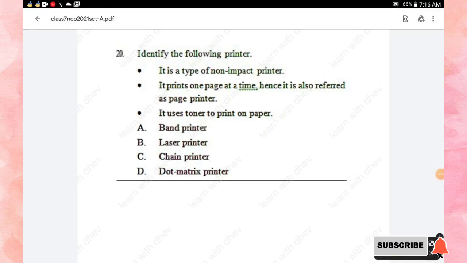Question number 20. Identify the following printer. It is a type of non-impact printer. It prints one page at a time. Hence, it is also referred to as a page printer. It uses a toner to print on paper. Options are band printer, laser printer, chain printer and dot matrix printer. So the right answer is option B, laser printer.